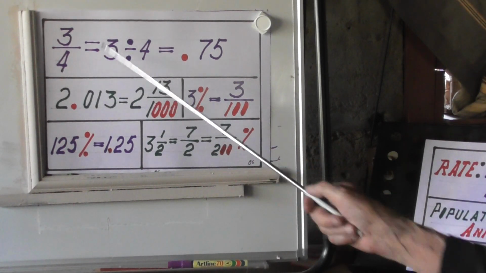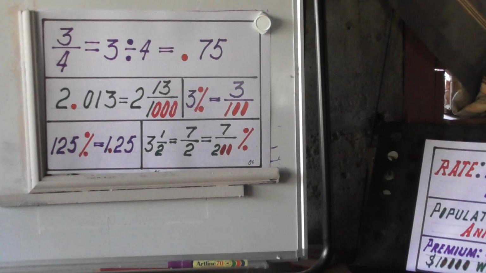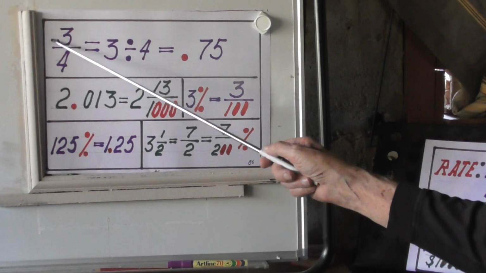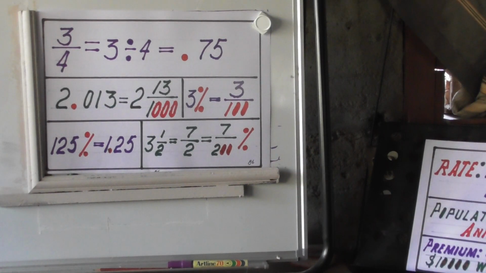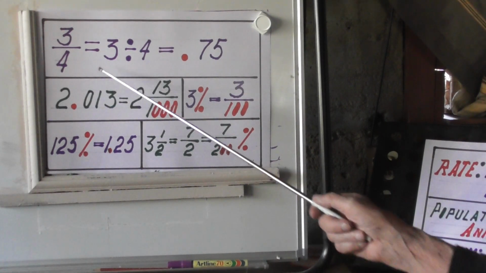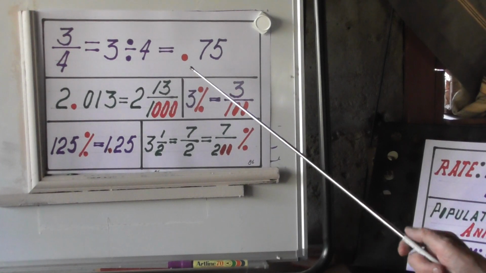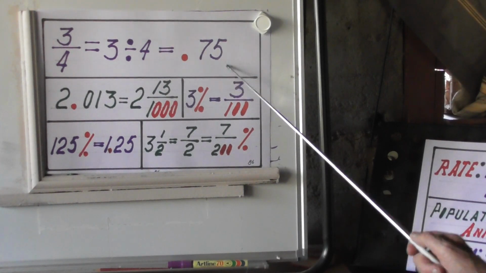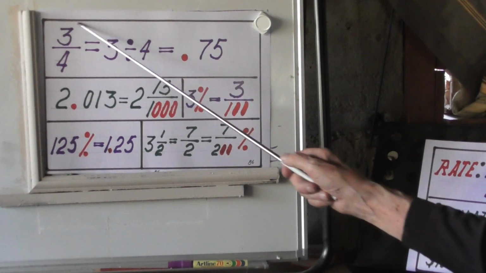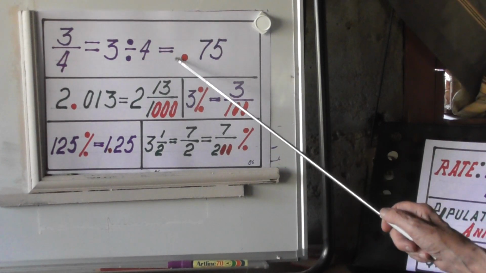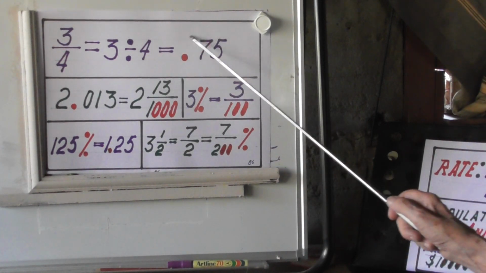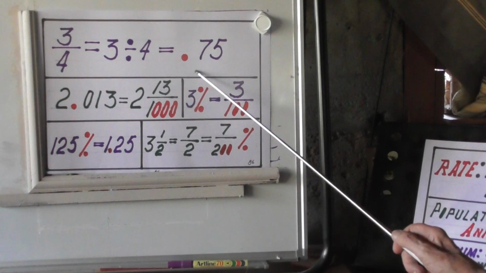I have a page called the famous dozen. Half, a quarter, 3/4, a fifth. So this is automatically, in your calculator, 3 divided by 4, and the calculator said 0.75. But that is one of the standard, one of the famous dozen. 3/4 is 0.75.